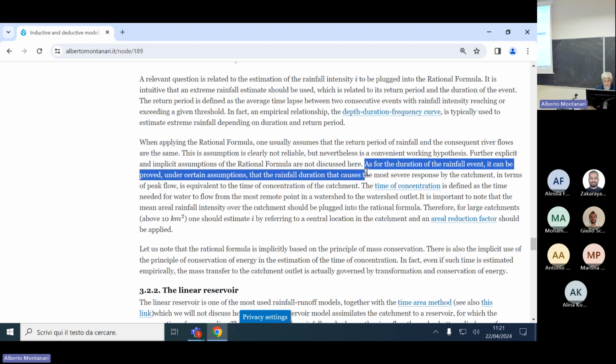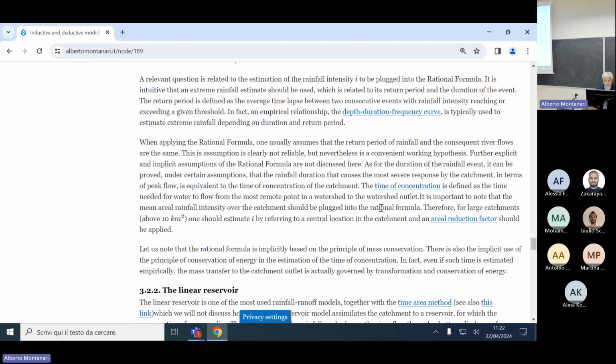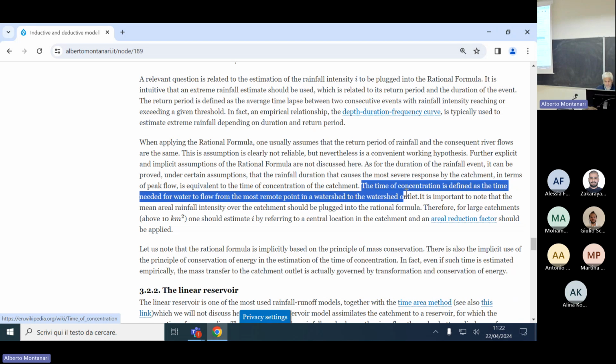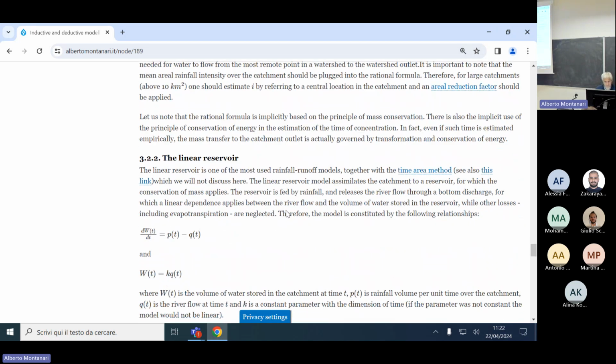another thing that I ask you to remember is this one. As for the duration of the rainfall event, it can be proved under certain assumptions, which we don't discuss, that the rainfall duration that causes the most severe response by the catchment in terms of peak flow is equivalent to the time of concentration. And I asked you to remember the definition of time of concentration, which is given here. Okay, just take note of these things to remember.